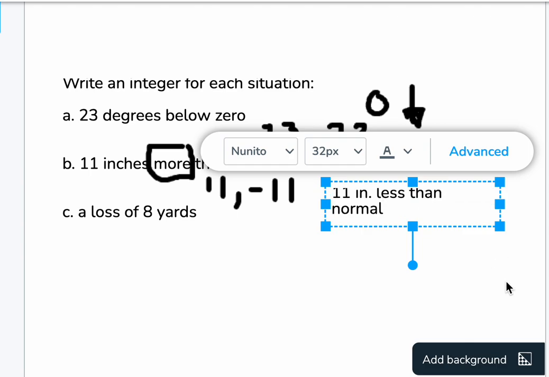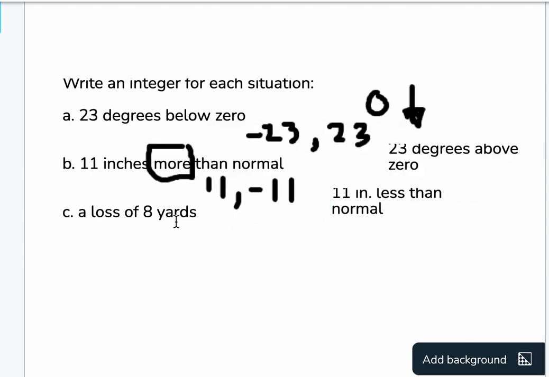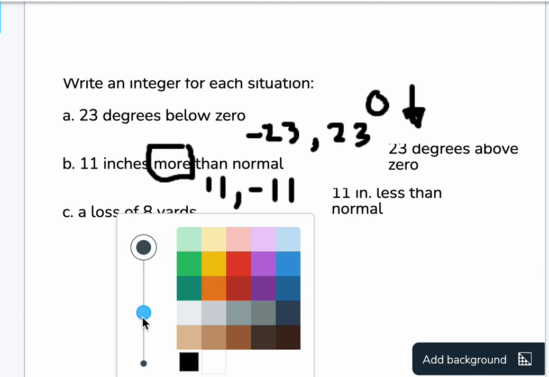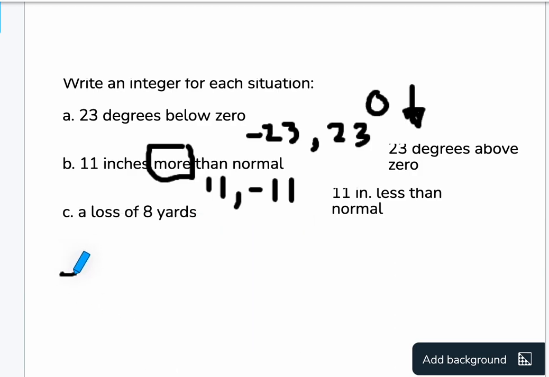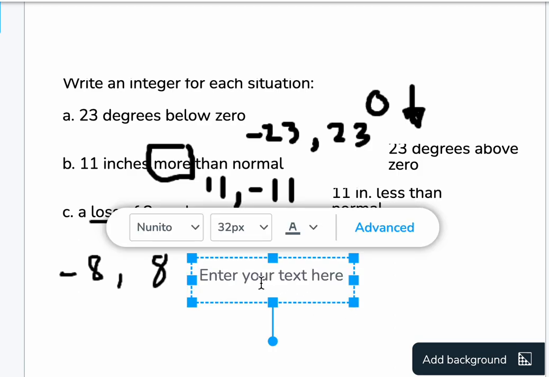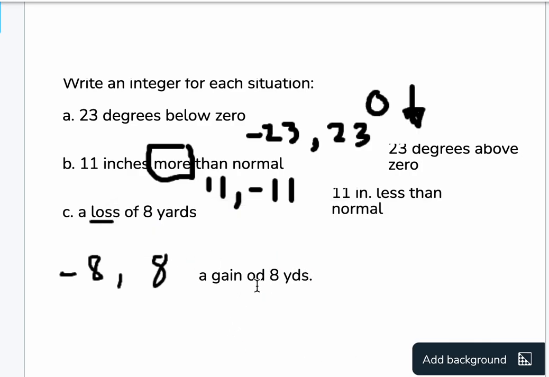A loss of 8 yards. A loss of 8 yards is a negative 8 because there's a loss. The opposite is a positive 8. And if you lost 8 yards, what would this positive 8 mean? It would mean a gain of 8 yards. That's what that positive 8 means.